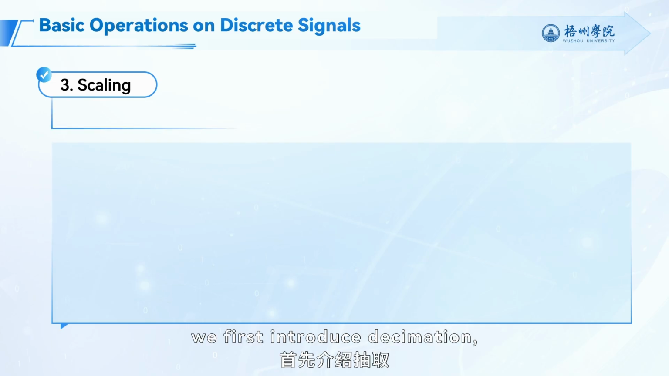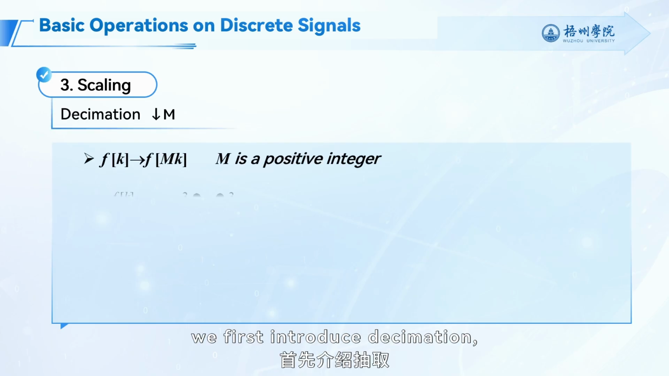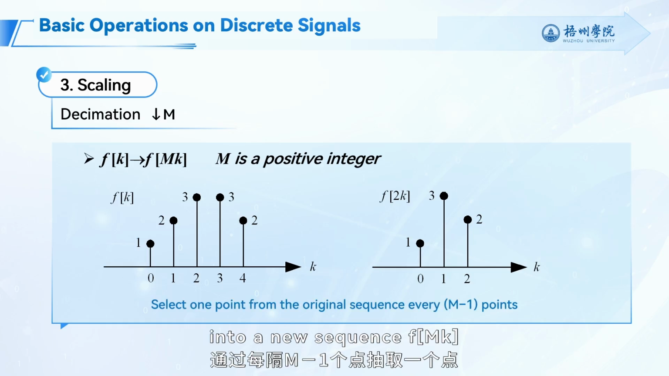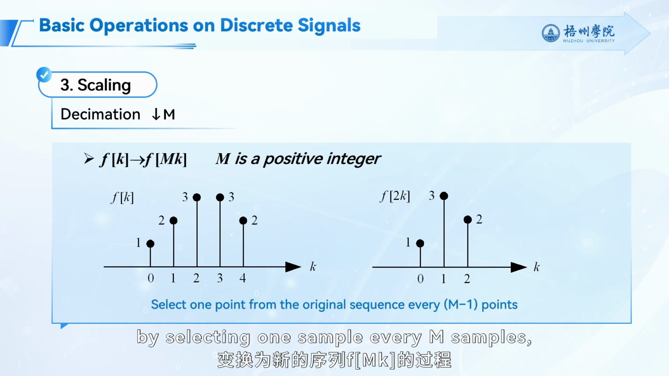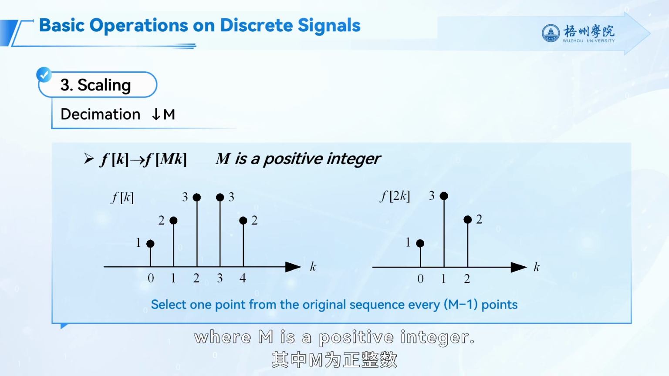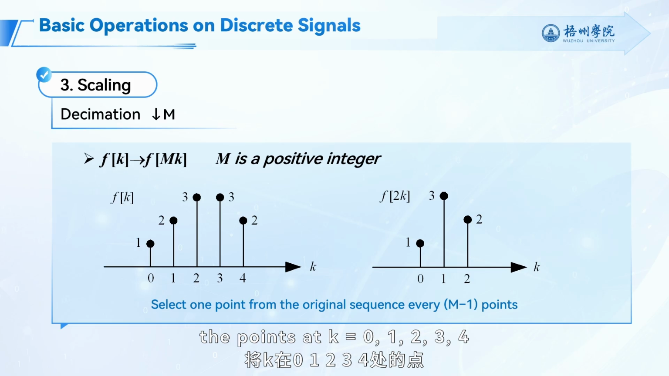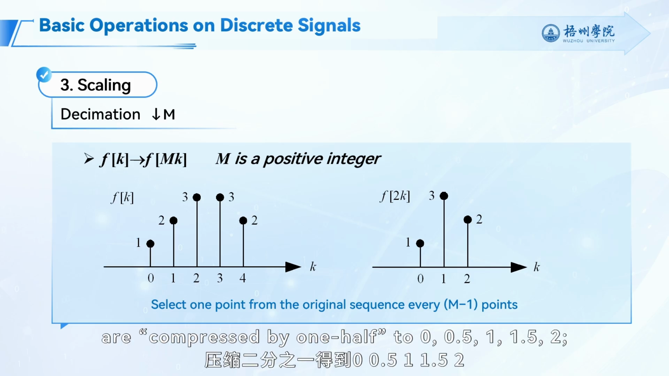Third, scaling. We first introduce decimation, which transforms the original sequence f of k into a new sequence f of mk by selecting one sample every m samples, where m is a positive integer. In the example, given f of k, we draw the case m equals 2, namely f of 2k. The points at k equals 0, 1, 2, 3, 4 are compressed by 1/2 to 0, 0.5, 1, 1.5, 2.